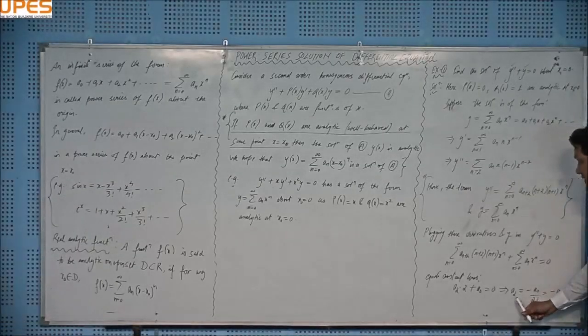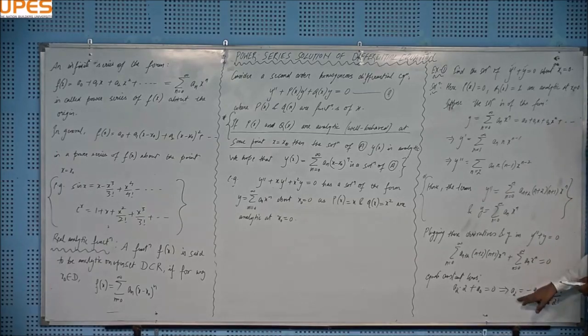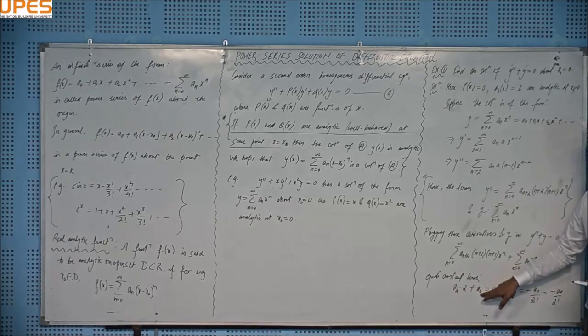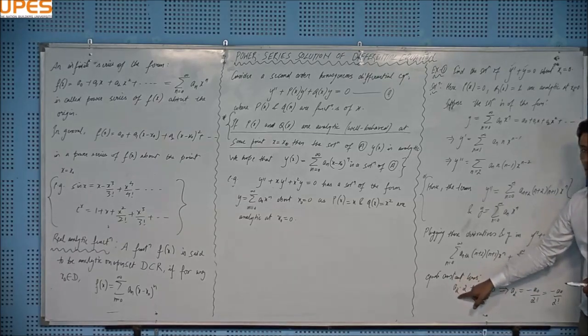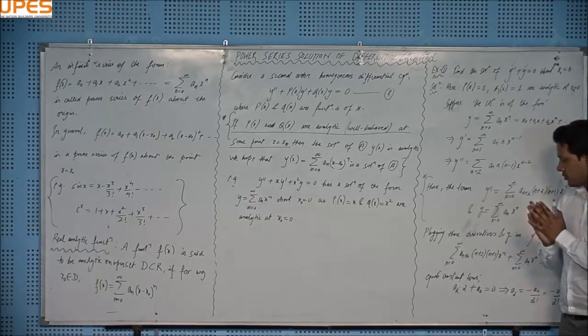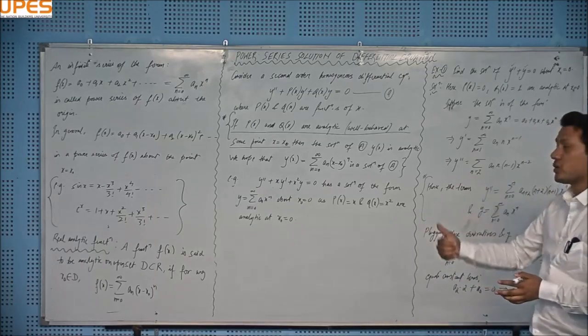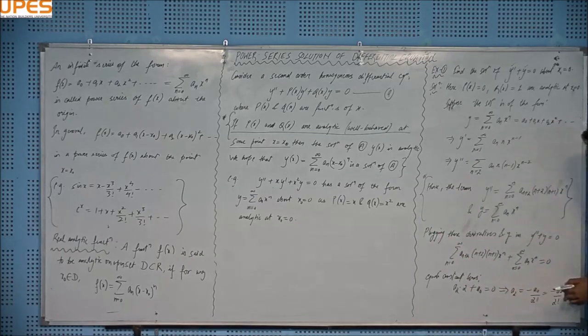And you should always obtain a bigger coefficient. Why am I calling it bigger? Because the suffix is bigger. In these coefficients the suffix is 2, here the suffix is 0, so the bigger coefficient is a2. You should always obtain a coefficient with bigger subscript in terms of a coefficient with smaller subscript, right? A2 in terms of A0, not A0 in terms of A2.